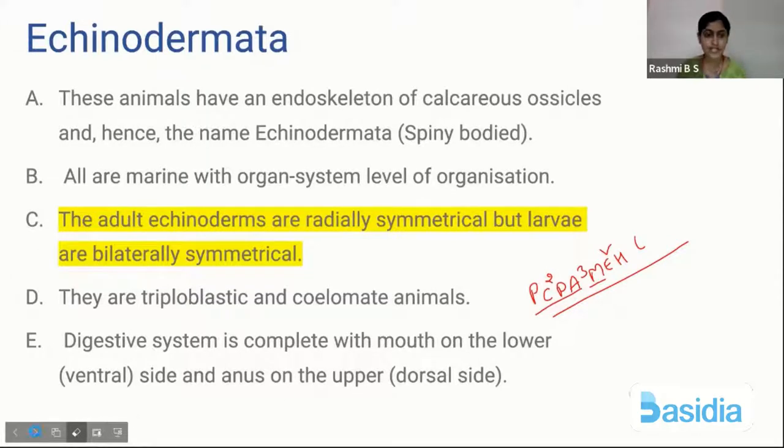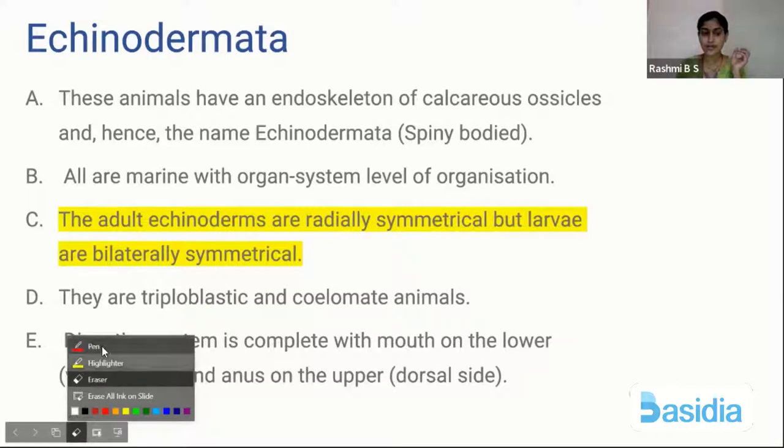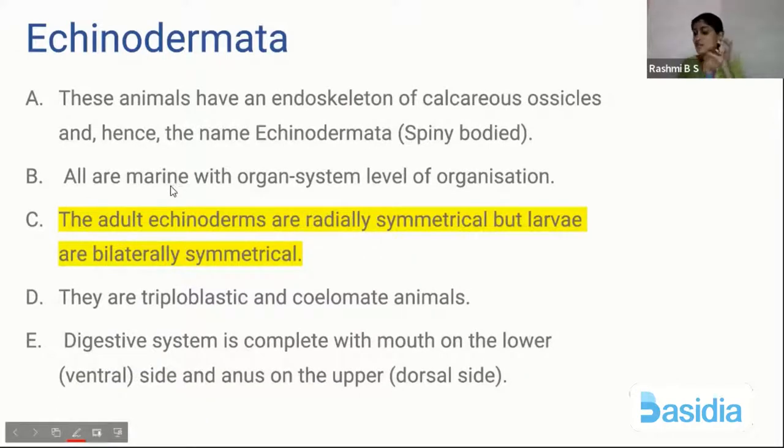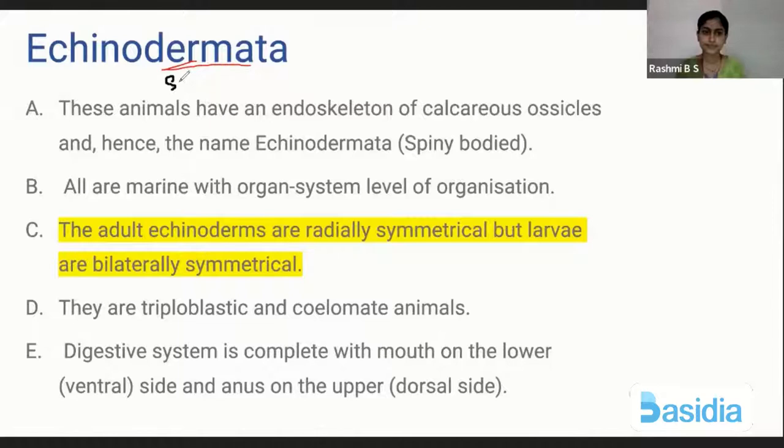Let us study what Echinodermata is, the meaning of the word. Echino means what, children? Spiny, spines on the body. Dermata: derma means skin, or layer. Echino means spines, spiny. So the animals with spiny skin or a spiny body are called Echinodermata, children.